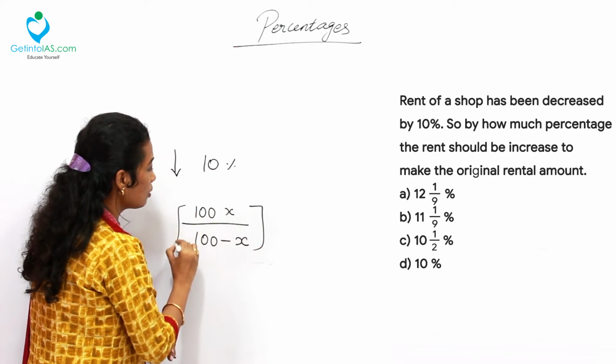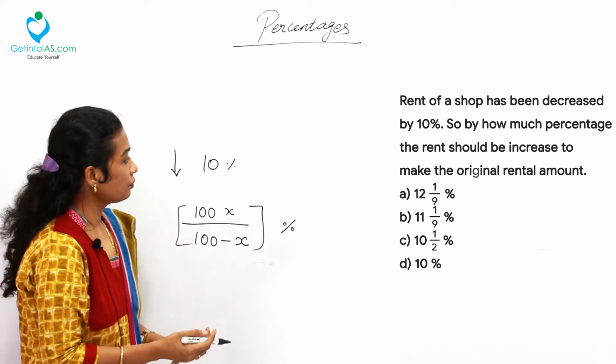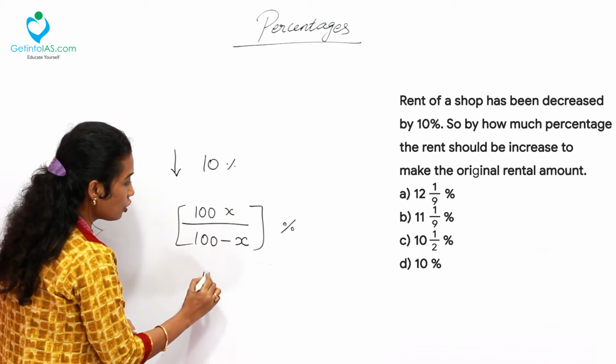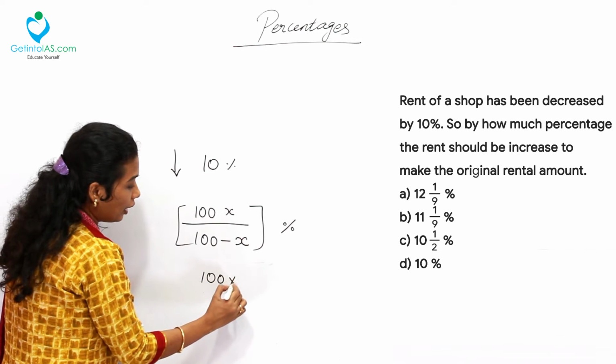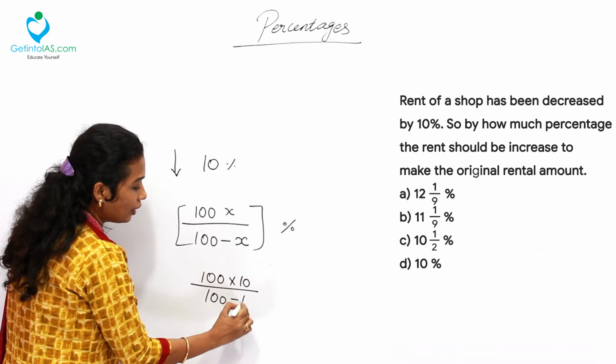If you get this, simply you will be finding the value for that. This is in terms of percentage. That is to be noted down. So here it is given 10%. 10% is decreasing. So 100 into 10, the whole divided by 100 minus 10.